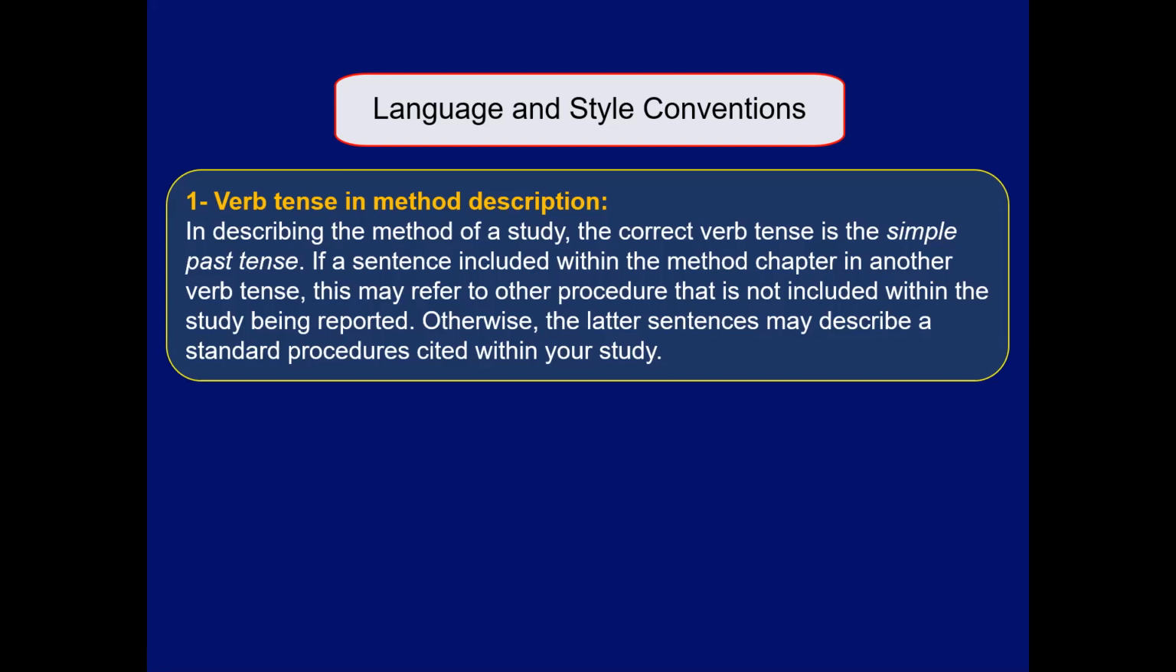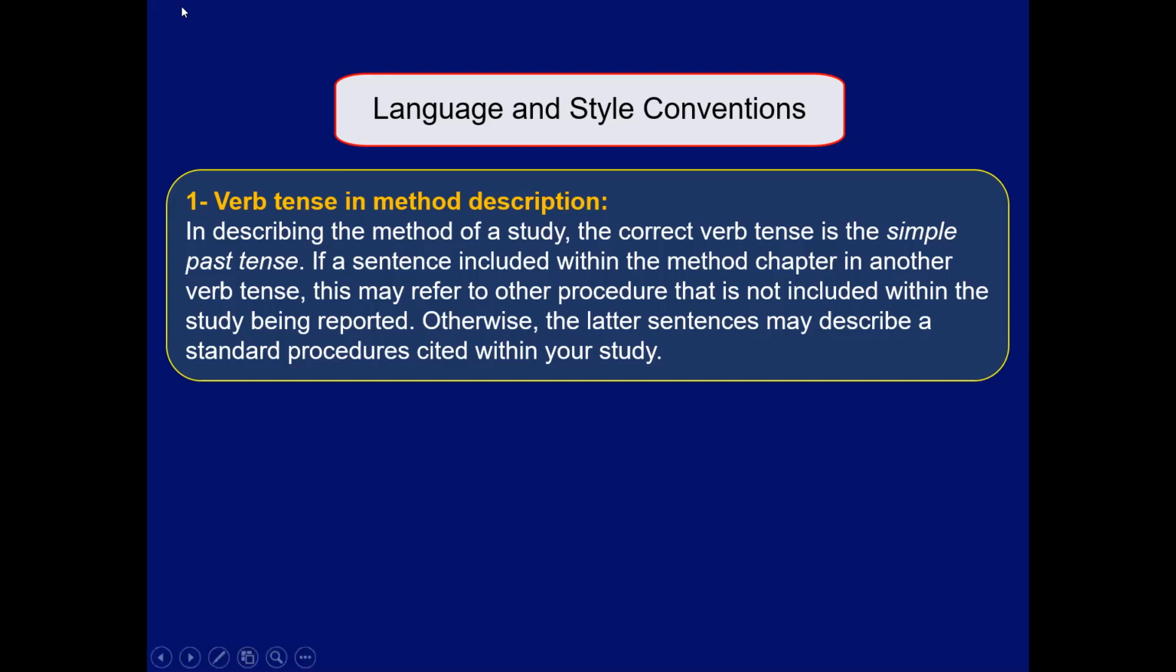I'm now going to show the correct language that you need to use when you write your thesis and even in publication. The verb tense is very important in the method description. When describing the method of a study, the correct verb tense should normally be the simple past tense. If a sentence within the method chapter is in another verb tense, this may refer to other procedures that are not included within the study being reported.